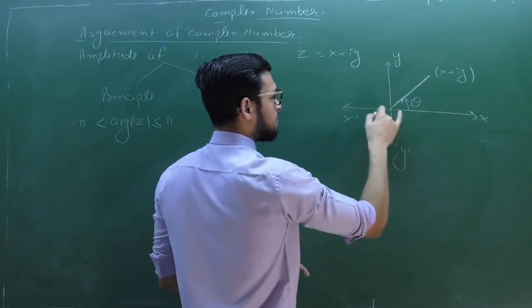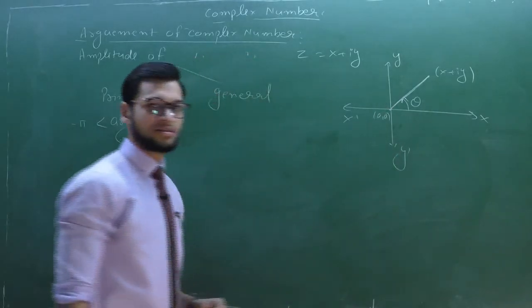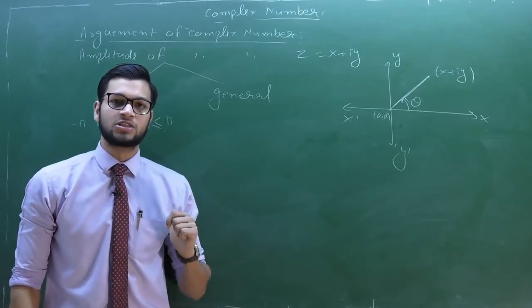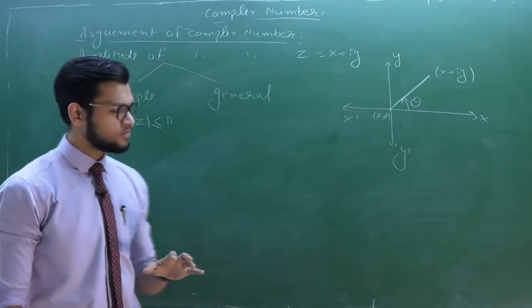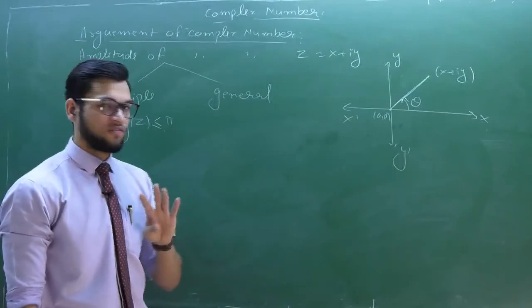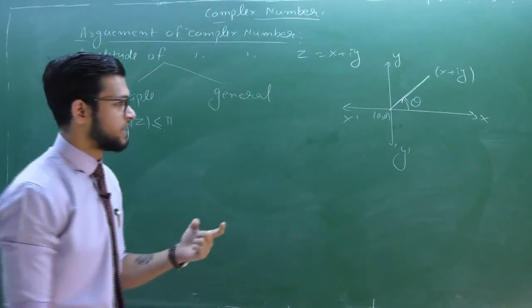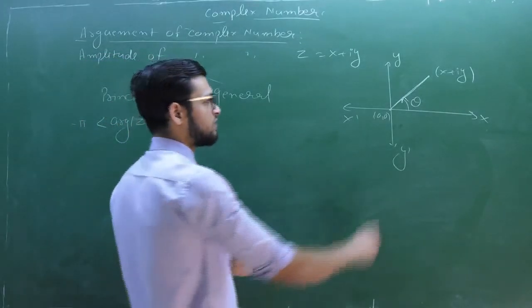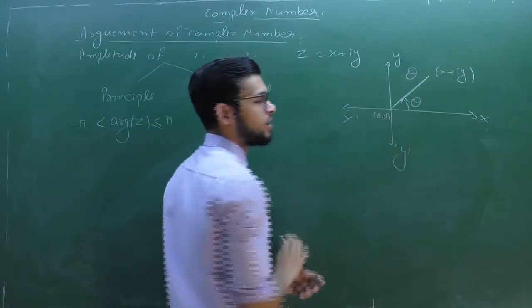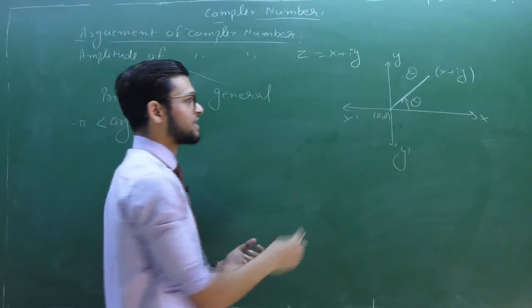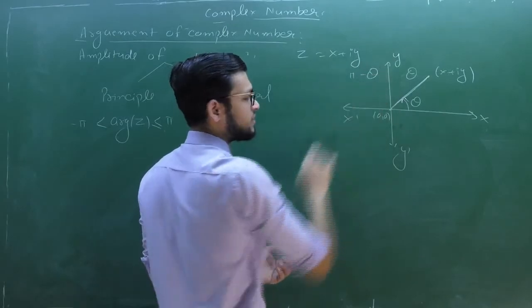Angle with the positive real axis in the anti-clockwise direction is called the argument of z. So now we have four terms. If we want the argument of z to lie between minus pi to plus pi, it means we have four terms. In the first quadrant we have theta, because in the first quadrant theta already lies between 0 to pi by 2. In the second quadrant we have pi minus theta.